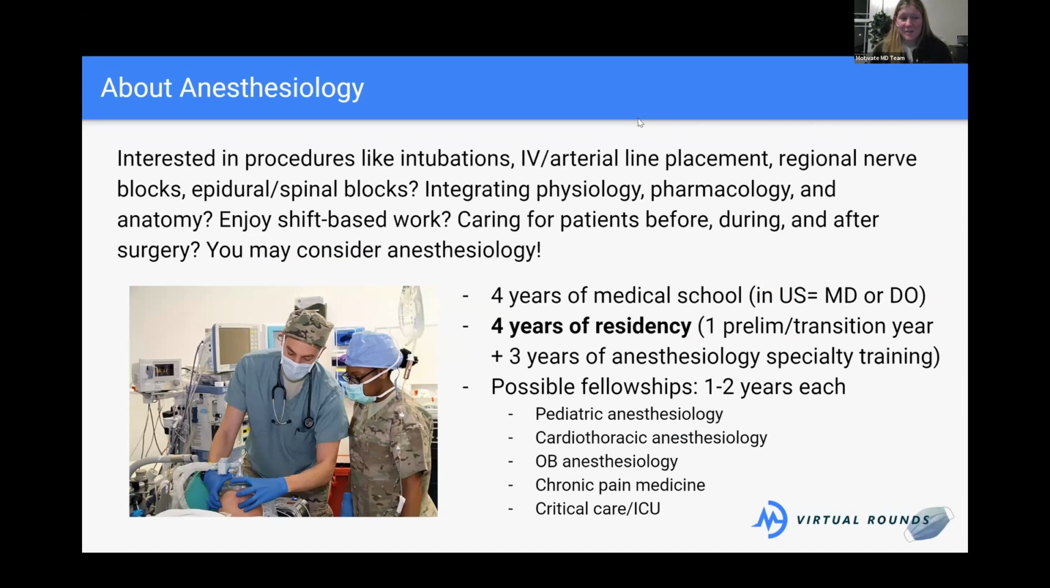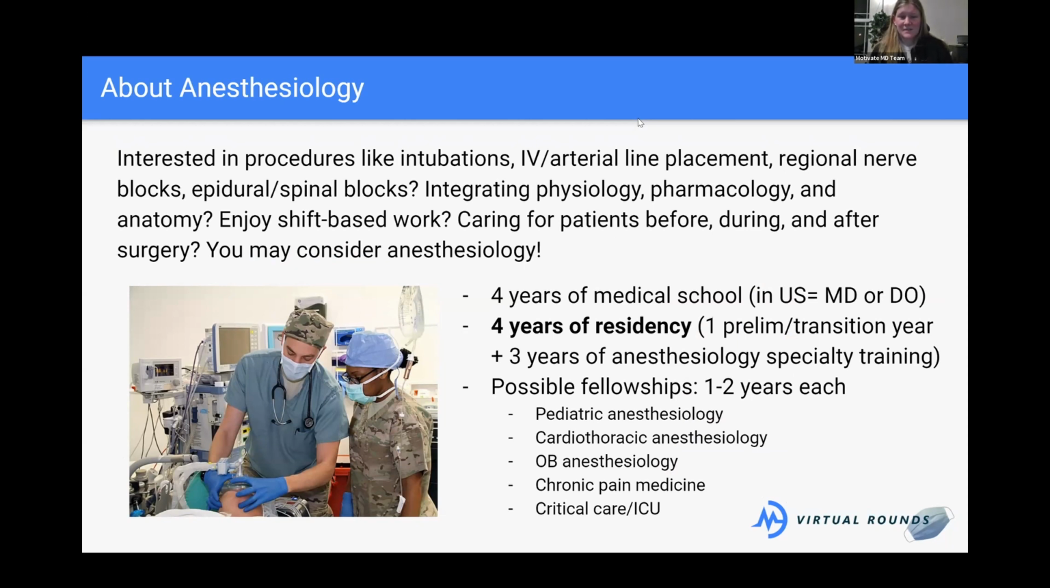I did want to talk a little bit about anesthesiology. Like I mentioned, that's one of the things that I'm interested in. A couple virtual rounds back, somebody had requested a pathways slide, which I thought was the best idea ever. So I've been trying to include a little bit about the specialty that we talk about.